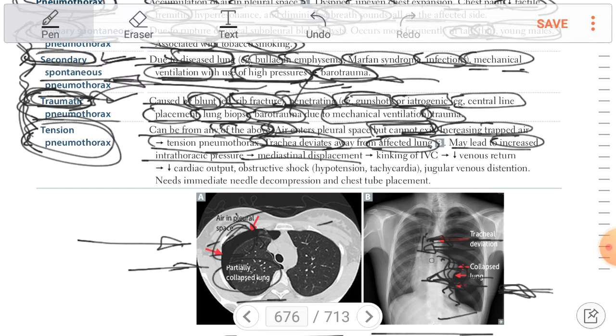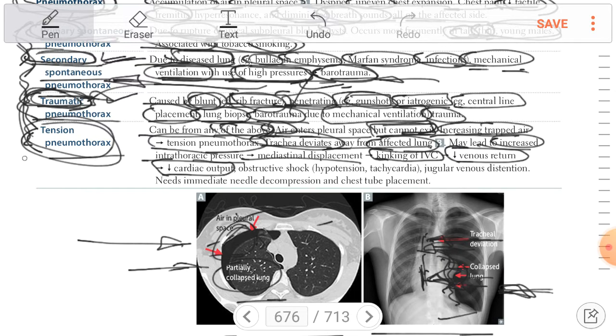Here there is the superior vena cava, here there is the inferior vena cava. So kinking of the inferior vena cava, bending of the inferior vena cava, which will lead to a decrease in venous return to the heart. So there is a decrease in blood reaching the left side of the heart, leading to decreased cardiac output.